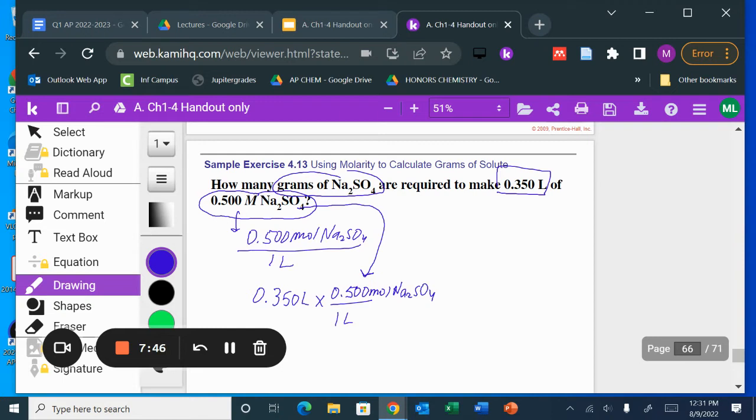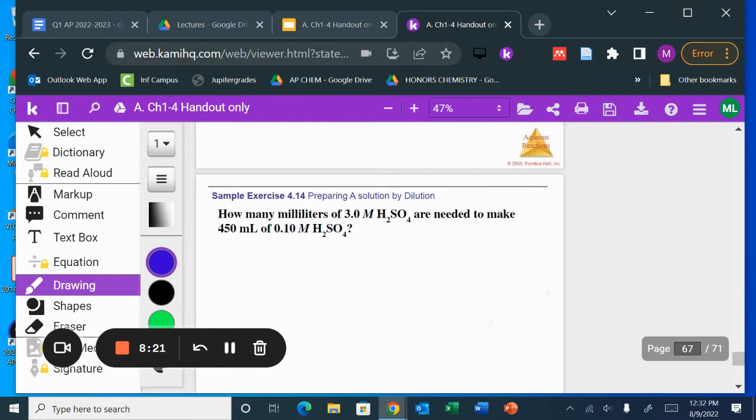Then you're looking for grams, so you should just change it to grams. 1 mole of Na2SO4, you're going to get the molar mass, 142.0 grams Na2SO4. You multiply that and you will find 24.9 grams Na2SO4. Okay, easy. That's how you use the molarity.